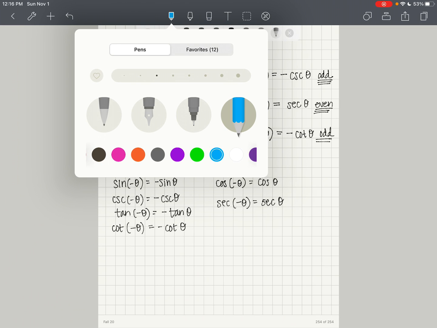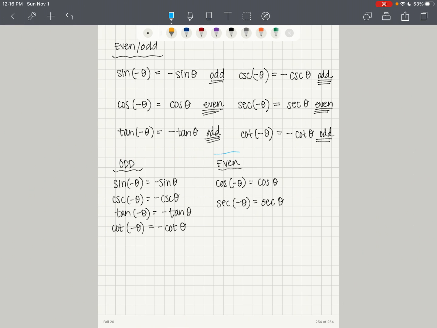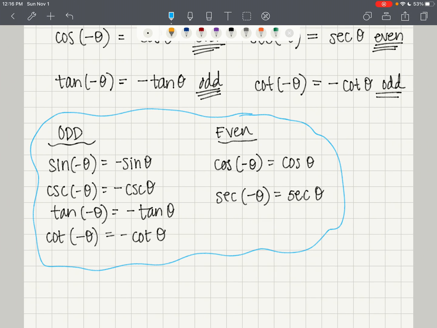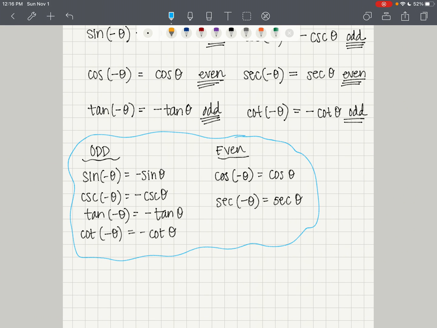Let's get a pretty blue here. I'm going to bubble this because it's easier for me to bubble. So if you're going to use the one that I just bubbled, on the front side of your flashcard, you might put in the upper left-hand corner odd, and then do the sine, cosecant, tangent, and cotangent, and then two more flashcards with, in the upper left-hand corner, even, and then cosine and secant would be each their individual flashcards.